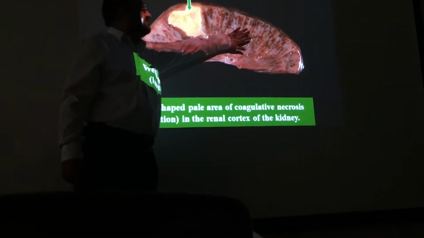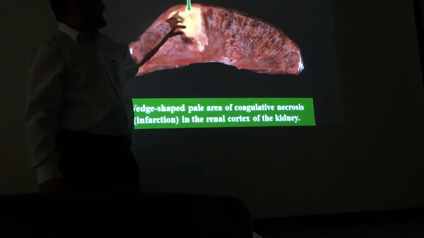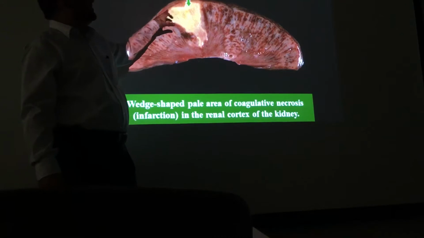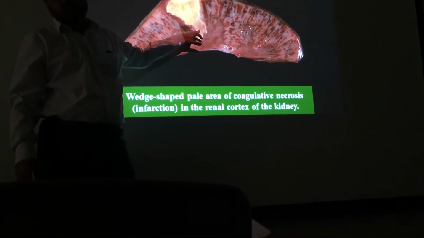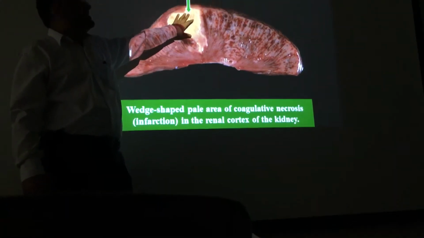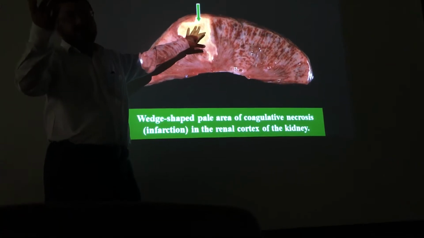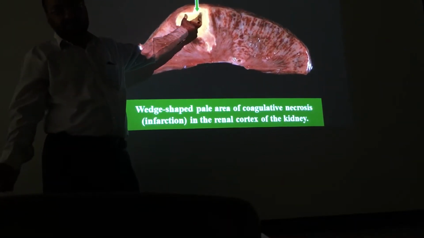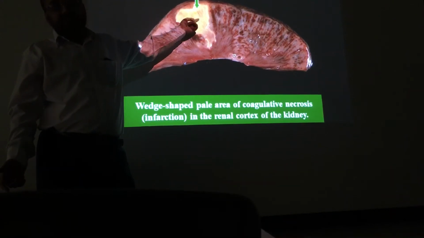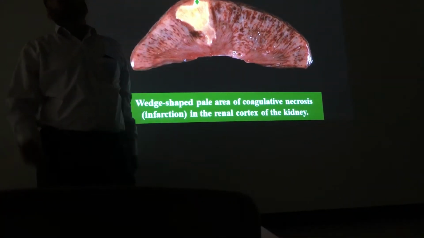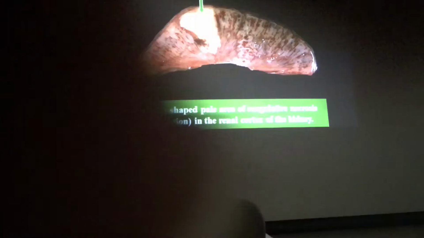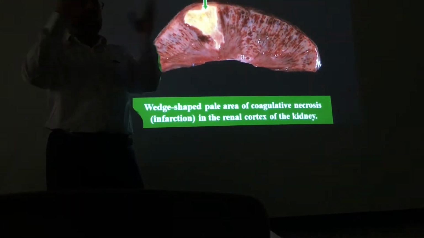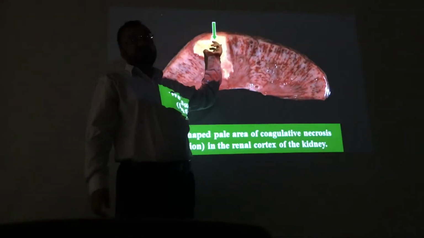This is a kidney, normal kidney. What is here? Process. Necrosis. Very good. So this necrosis or infarction, same thing. So this is a white, a red, as the name says. What? White or red? White. White, pale, same. Pale or white is the same meaning. So this is a pale infarct.